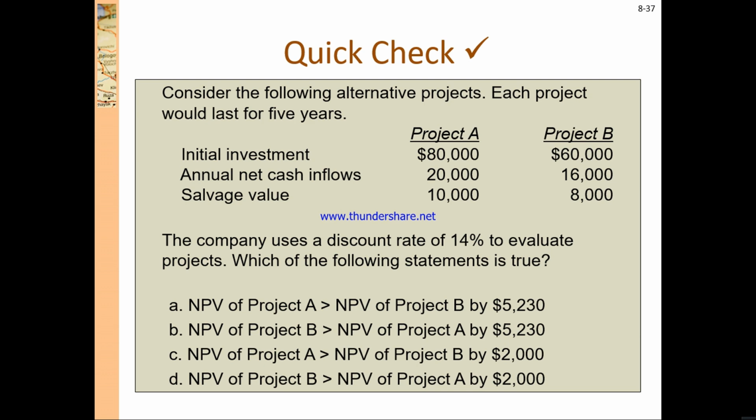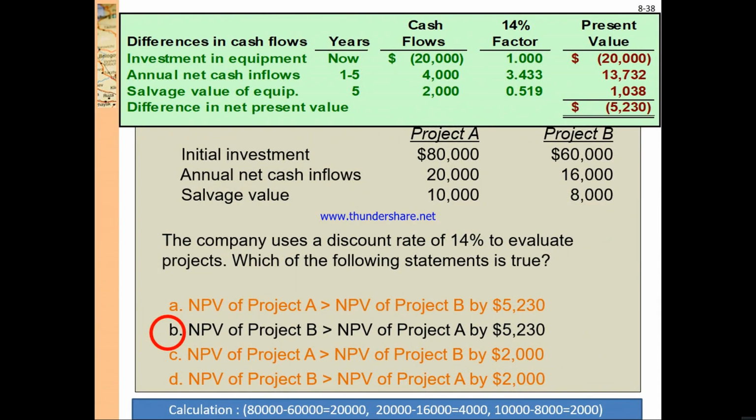NPV of project A is greater than NPV of project B by $5,230, or NPV of project B is greater than NPV of project A by $5,230, or NPV of project A is greater than NPV of project B by $2,000, or NPV of project B is greater than NPV of project A by $2,000. Which one will be the right answer? So let's calculate the respective figures, then we'll understand very clearly.